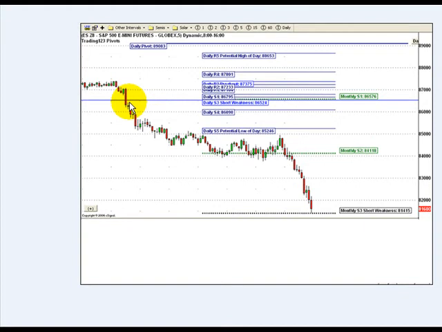And then the S5 potential low of the day was 852, which it pretty much went right into that area and consolidated.